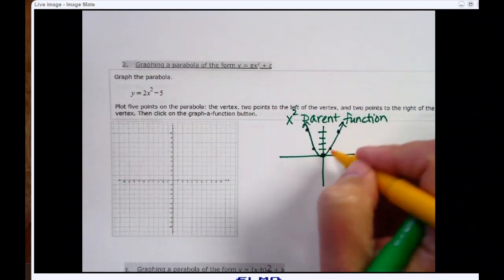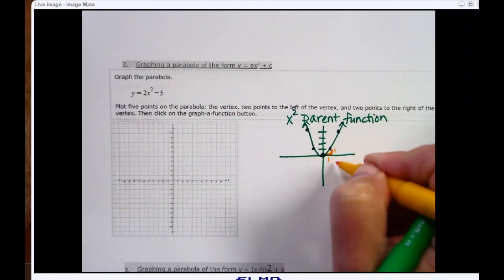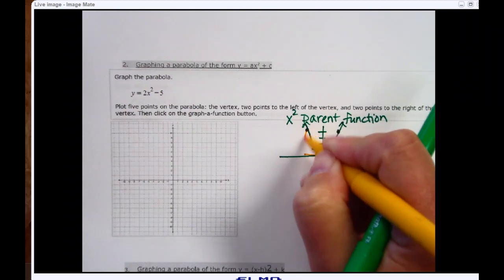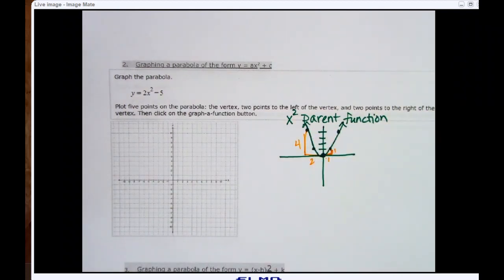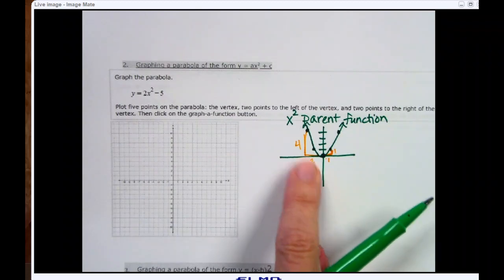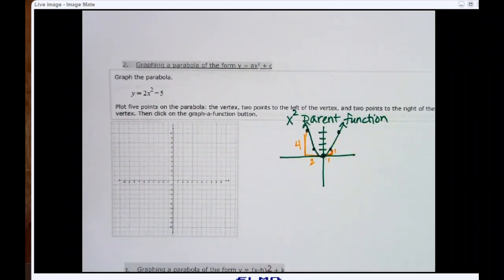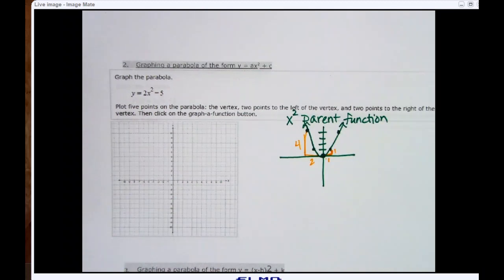And what was our pattern from the vertex? We were over 1, up 1, and then it was what? Yeah, over 2, up 4. And the way to remember that is 2 squared is 4. 1 squared is 1, right? Okay, so let's remember what these do. I'll shut up for a second. You're still getting that parent function in there.